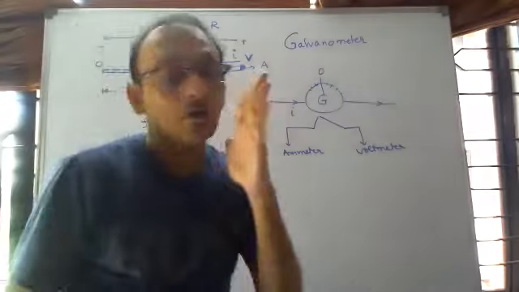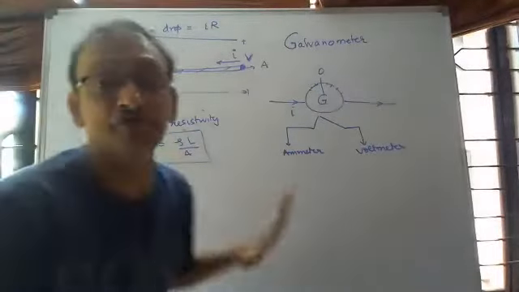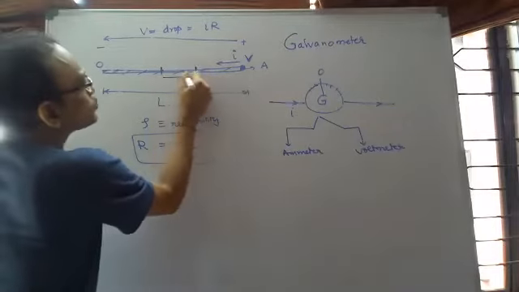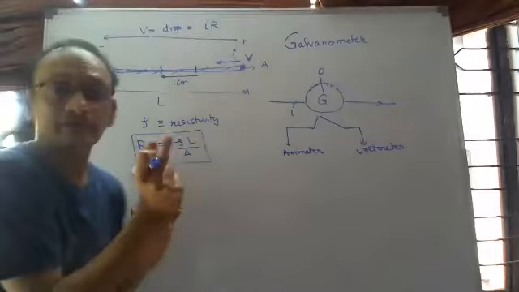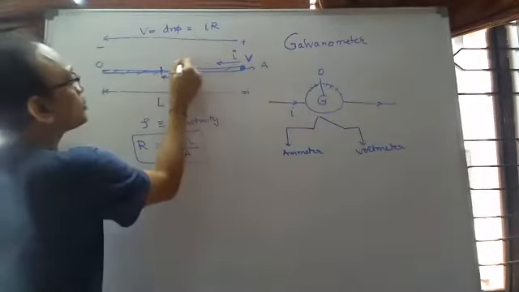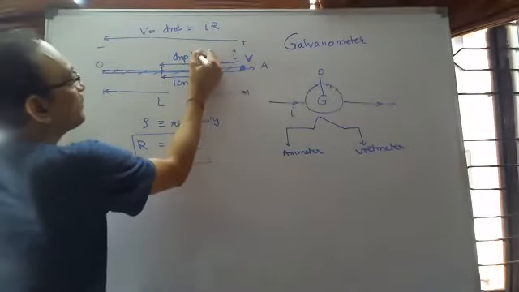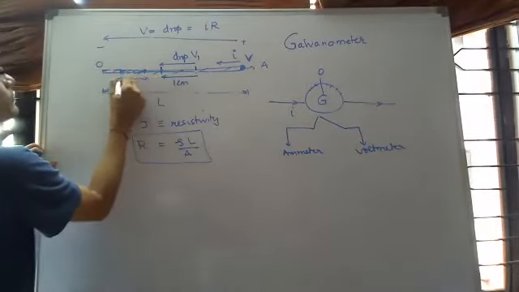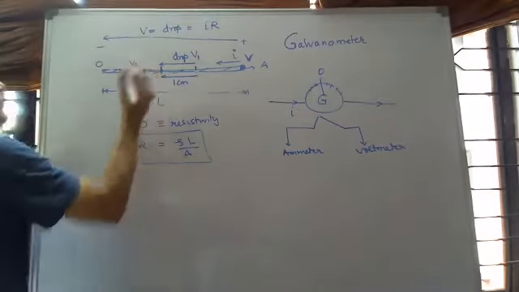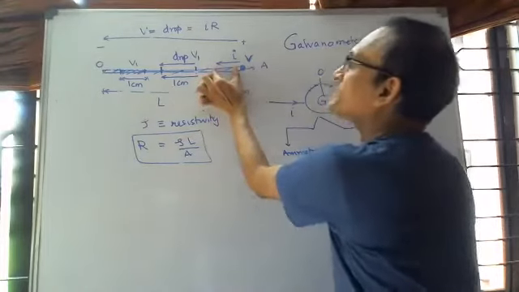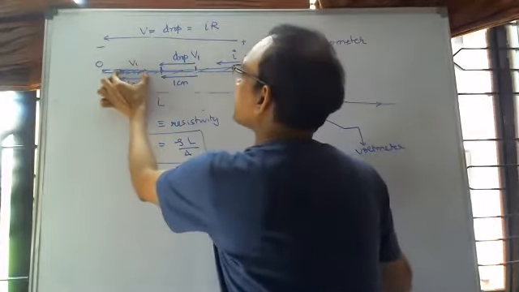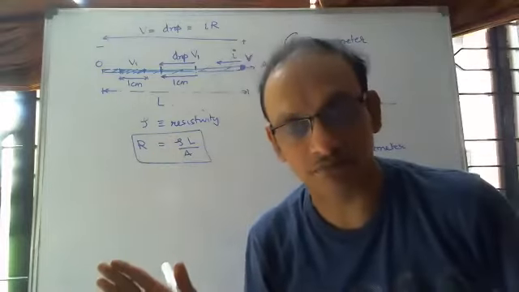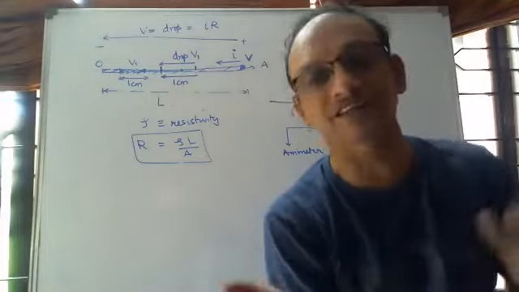And if rho is constant along the length, and if its area is constant along the length, then if I choose 1 centimeter along this length, anywhere, then the drop V1 here is going to be the same as the drop over a 1 centimeter length anywhere. If over 1 centimeter here the drop is V1, then over 1 centimeter here, the drop would be V1, and so on and so forth. That means the drop per unit length will be constant, no matter where that length is selected, right?